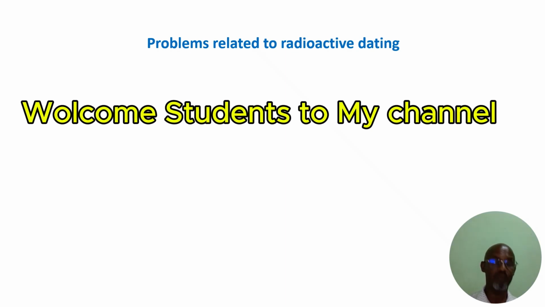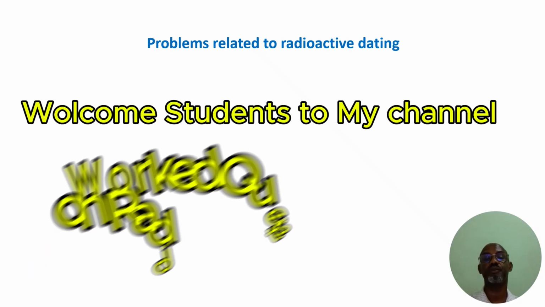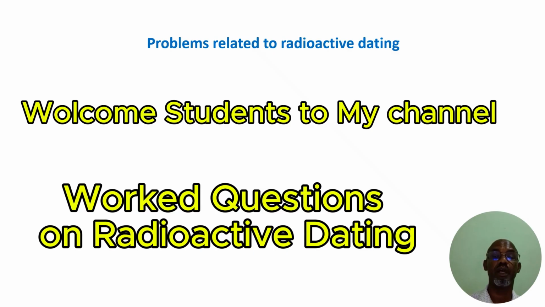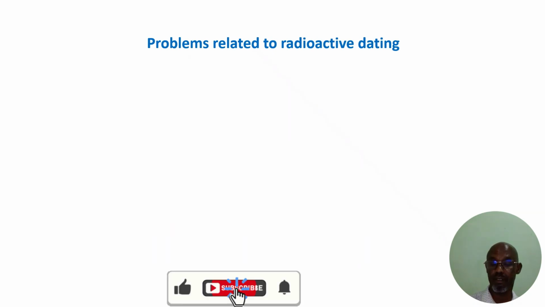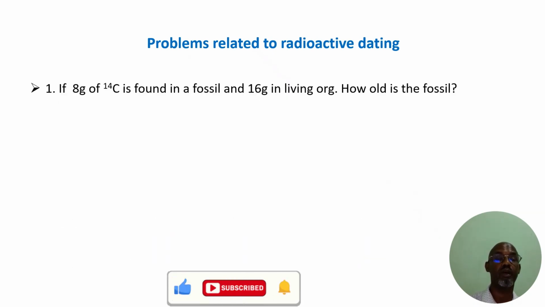Okay, now let's do some problems related to radioactivity, grade 12 biology. These questions are related with fossil dating and the part that talks about evidence of evolution, particularly the paleontologic part, fossil dating. Question number one.